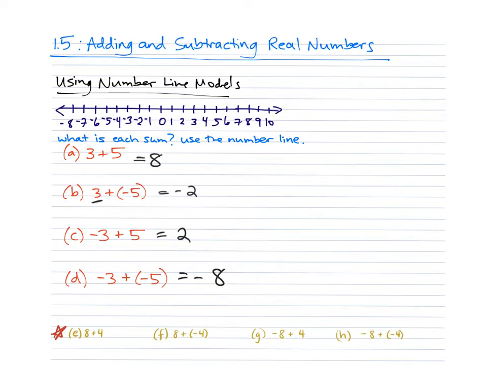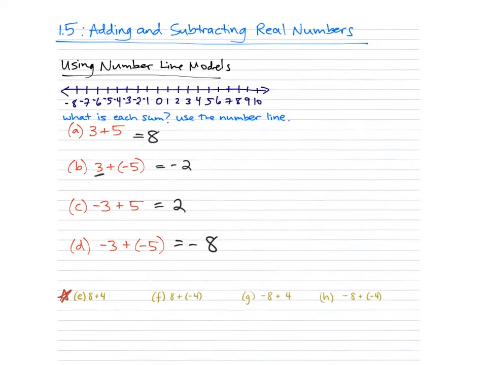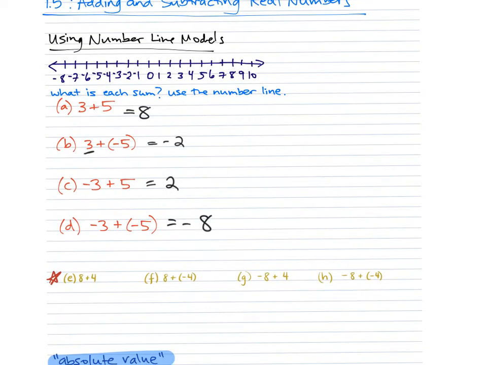Okay, so try these on your own. Press pause and then check back for the solution. Here are these ones right here, and you can use the number line. Okay, hopefully you got 12, 4, negative 4, and negative 12.